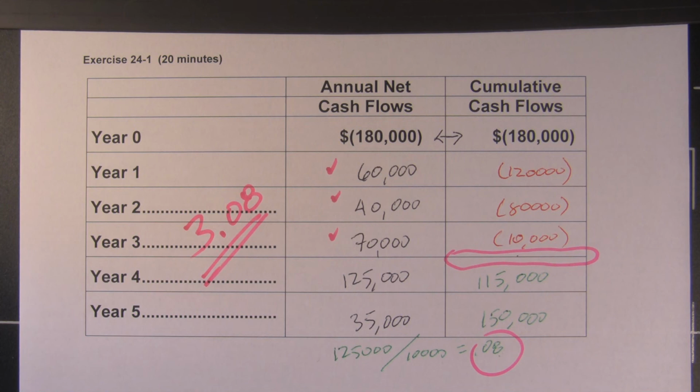In reality, I would simply tell my client, by the end of the fourth year, you're in the green. But to be precise, it's 3.08 years.